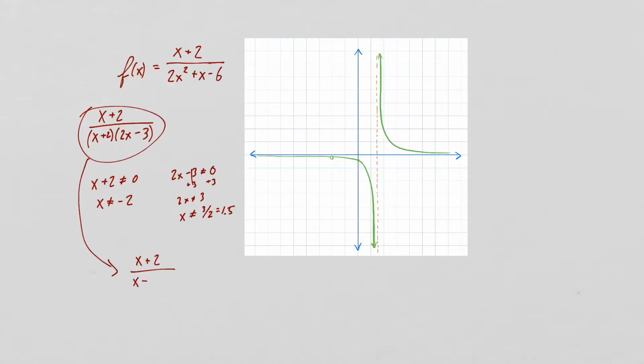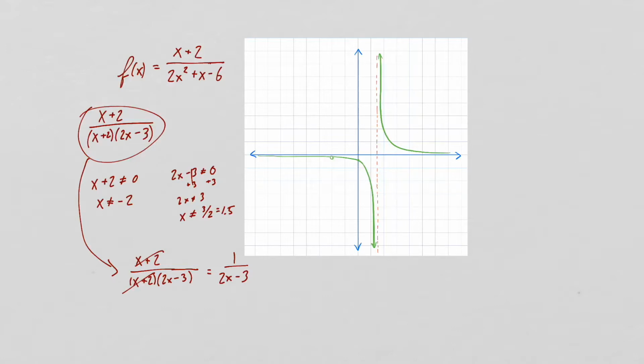Now, if we take our function over here, you can notice that we have a factor that's the same in the numerator and the denominator. Each has an x plus 2. So we can simplify that, and we get 1 over 2x minus 3. So we've got these two places, x equals negative 2 and x equals 1.5, where our function is undefined.